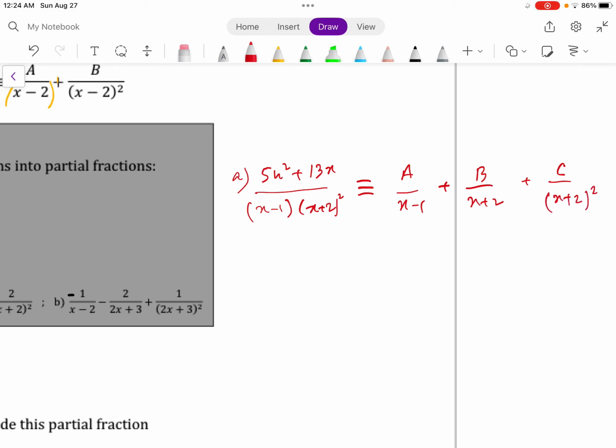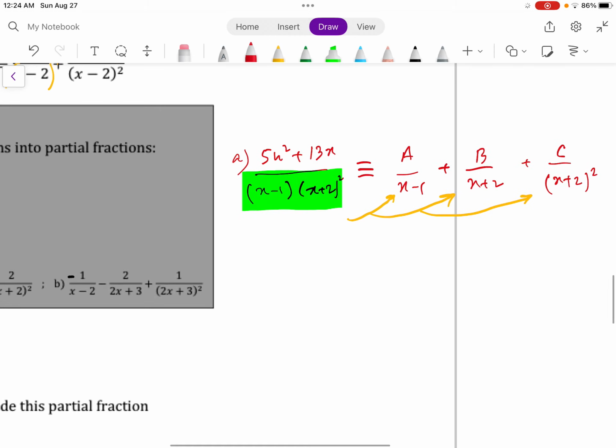Now the process is the same. Again we have to cross multiply these factors. These are going to be multiplied with each of the fractions here. So we see what we cancel here.